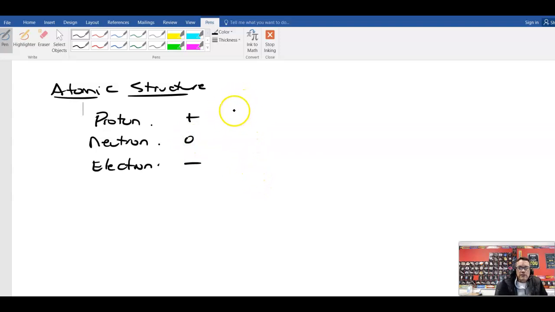In terms of mass, protons and neutrons have an equal mass to one another. These are measured in atomic mass units, which is a really small unit of measurement, obviously way smaller than a gram. Electrons are much smaller, to the point that we don't count them at all in the mass. And finally, in terms of location, the proton and the neutron are both found inside the nucleus of the atom, and the electrons are found outside of this in the electron cloud.